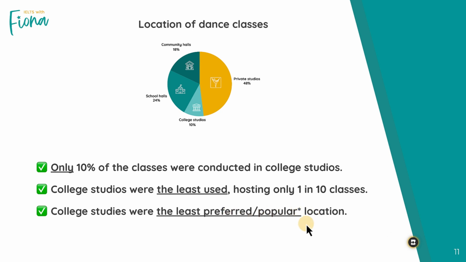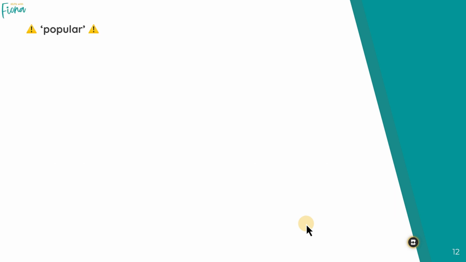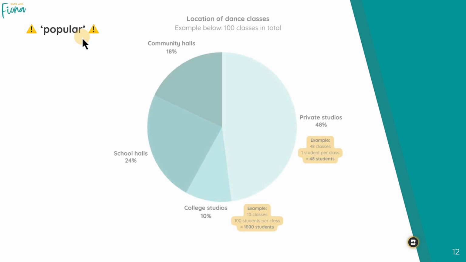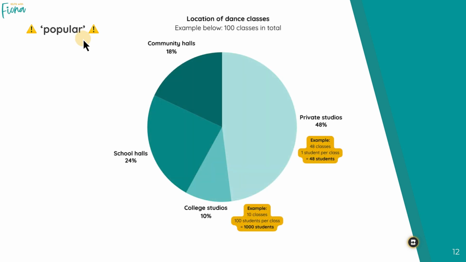Now, let me explain that popular again. I've put it here as a kind of danger word. And the reason is that if you imagine, let's just imagine that there are 100 classes in total. And we know that 48% of those classes are held in private studios. So that means 48 classes. But there may only be one student in each class. We just don't know. So that's 48 students.